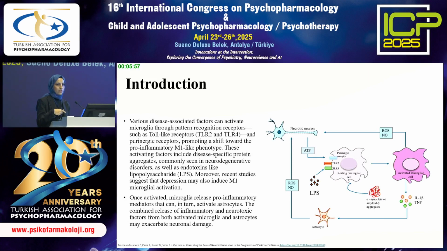In the study, as an endotoxin, we researched microglial activation, and toll-like receptors can induce microglia. Here, the aim of our study is to look at the effect of agomelatine on these two receptors. This is the important part of the study that I'm going to share with you.